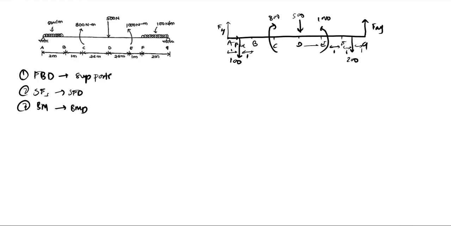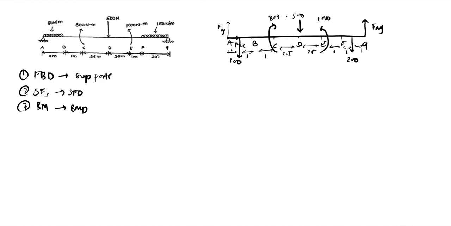DE is given as 2.5. CD is given as 2.5. BC is given as 1. So yeah, this is what our FBD becomes with the distances given from the beam. So let us see how we can solve this.